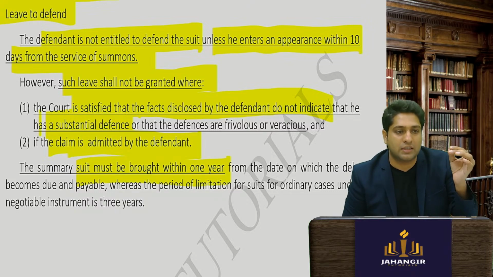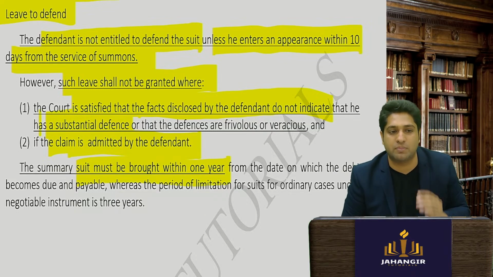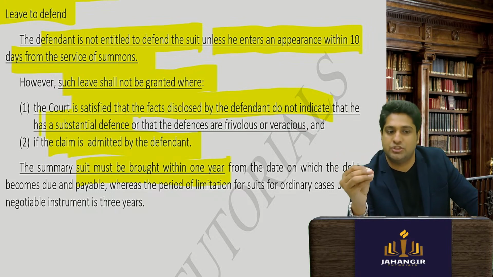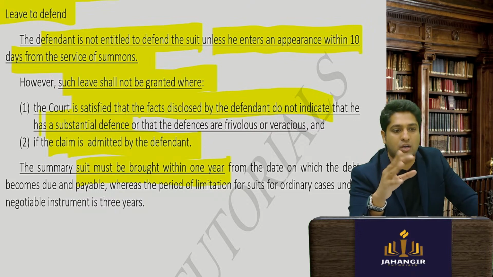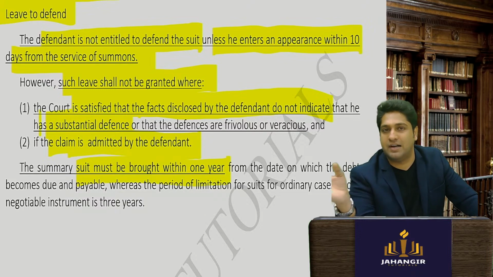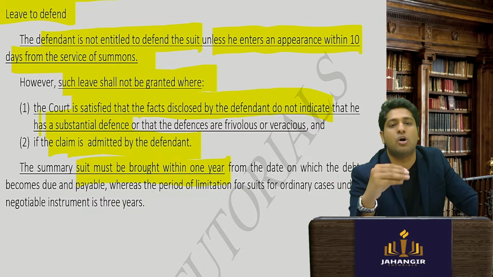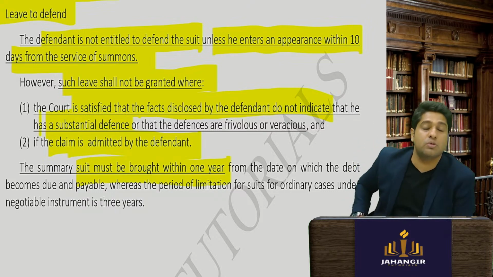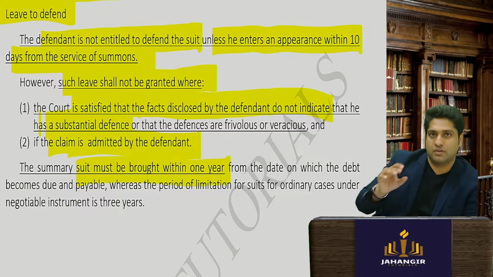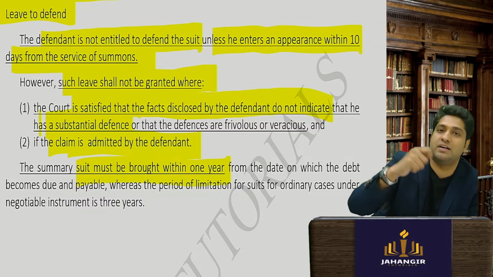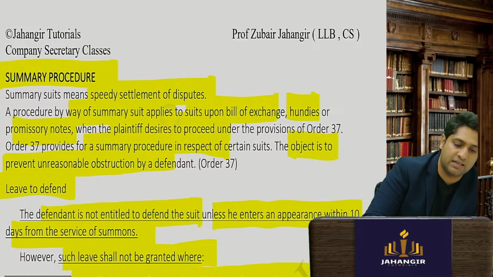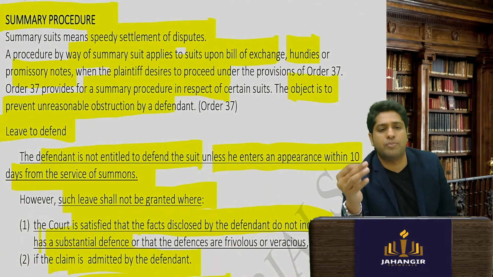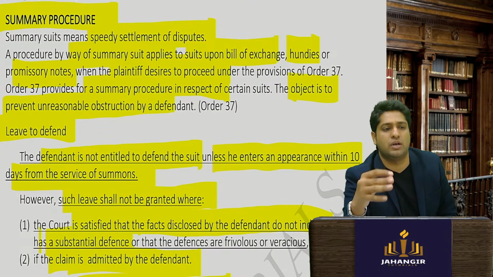Even 10 days will not be given if we come to know that the defendant doesn't have any substantial defense, or the claim has been admitted by the defendant, or we feel that he doesn't have any defense, so we'll end it. The summary suit must be brought within 1 year. The moment the cause of action has arisen, within 1 year you have to go to court, then we can summarily end it. Summary suit is a speedy settlement of disputes of bill of exchange, hundis, promissory notes, etc.